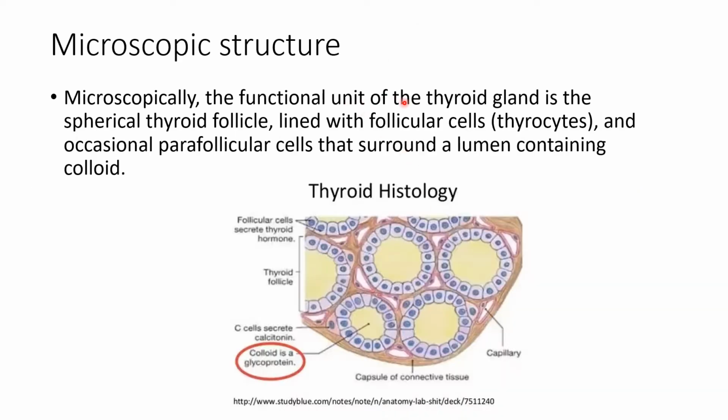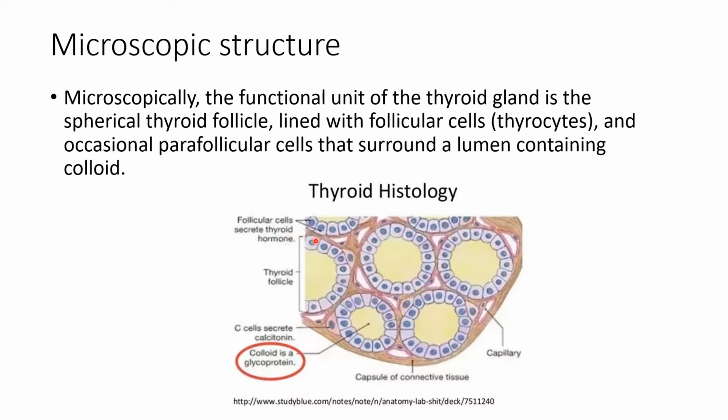The functional unit of the thyroid gland is the spherical thyroid follicle. This follicle is lined by cells called the follicular cells, otherwise called the thyrocytes. Thyrocytes secrete thyroid hormone.